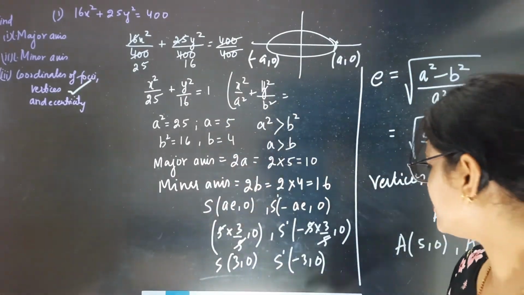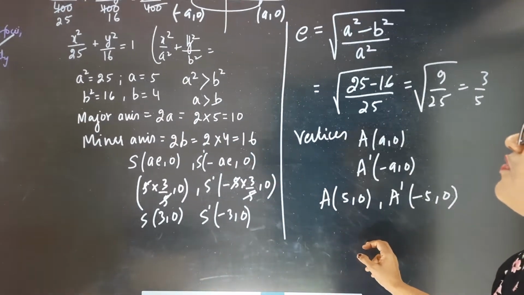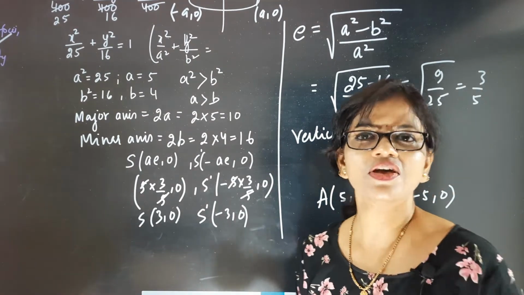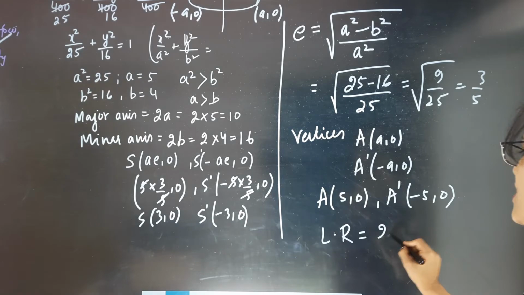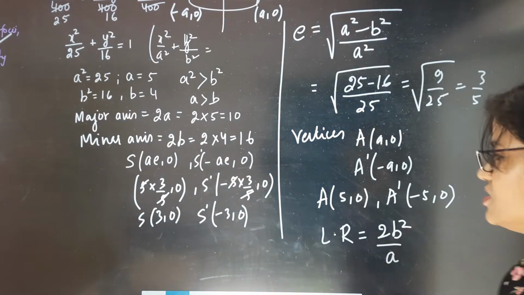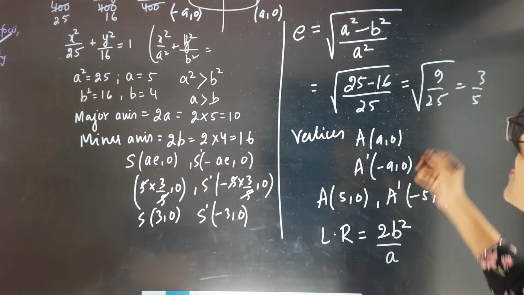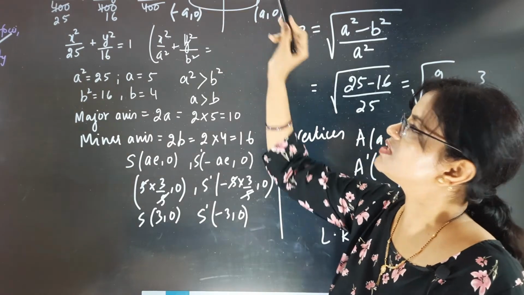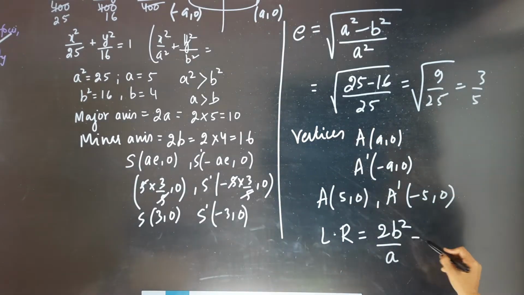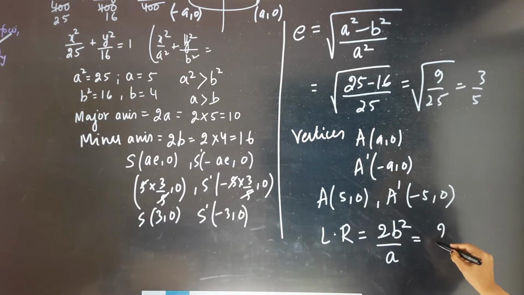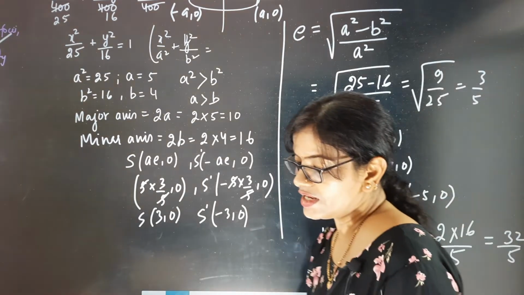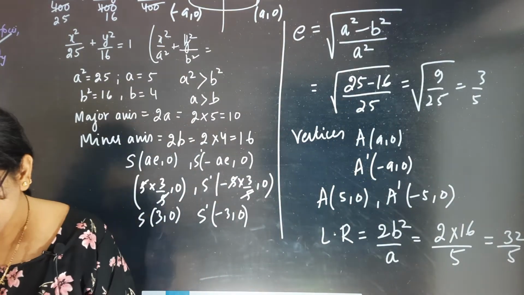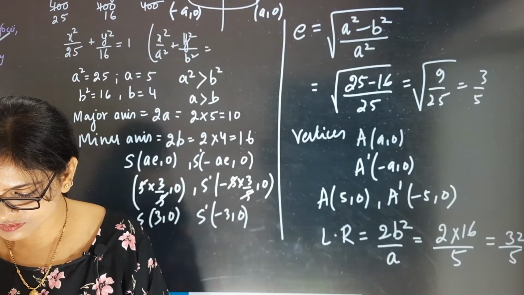Now if they say you have to find the length of the latus rectum, we can get that also. The latus rectum formula is 2b square by a, because when the major part of the ellipse is resting on the x axis, the formula is 2b square by a. B square is 16 and a is 5, so 32 by 5 will be the length of the latus rectum. In this way we can solve it.